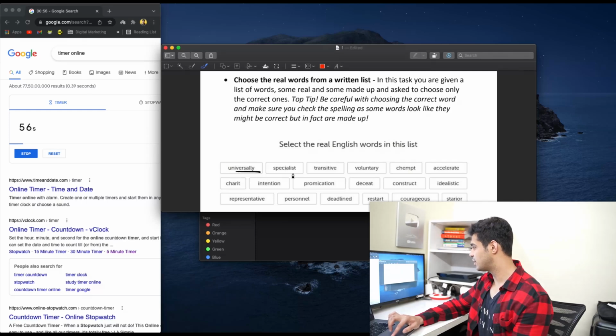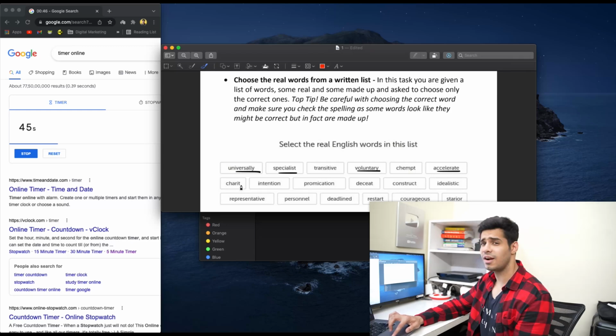Universally is a word. Specialist, correct spelling, no problem. Transitive does not seem like a word, and I've never heard of it. Voluntary is a word. Chempt, not a word. Accelerate is a word. Chart seems like charity, but is not a word. Intention, promulgation, it seems like something I've heard of, but it's not a word. Decade, not a word. Construct, it is a word. Idealistic, yes. Representative, correct spelling.